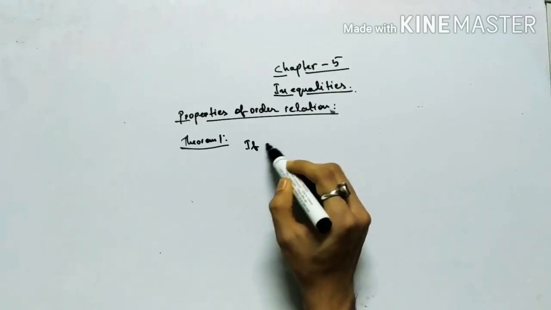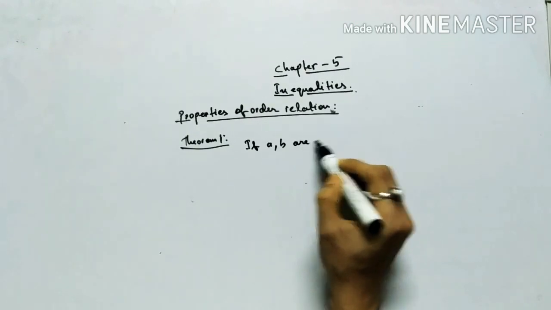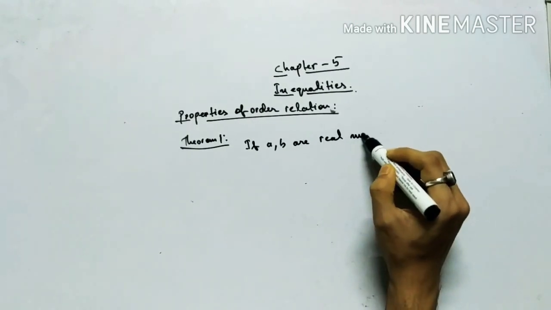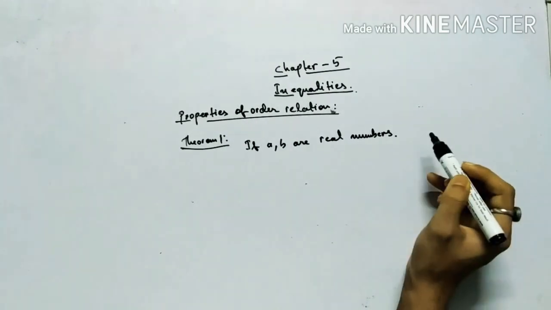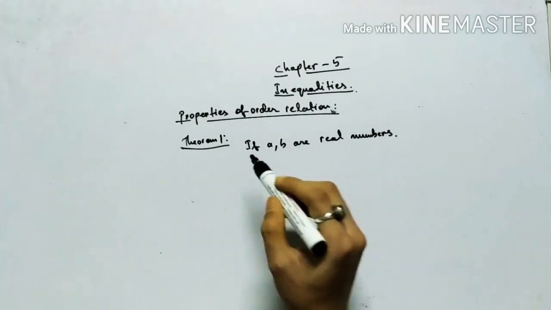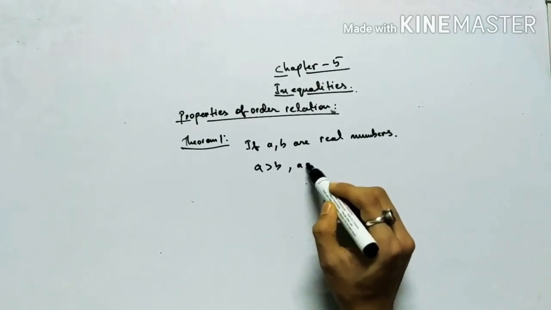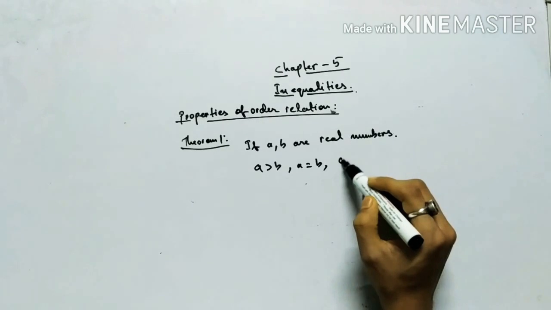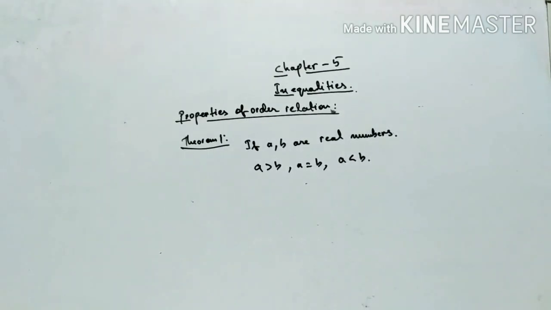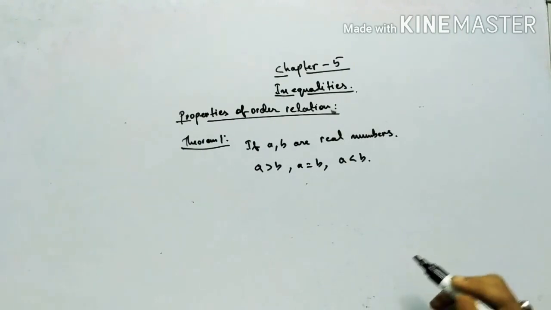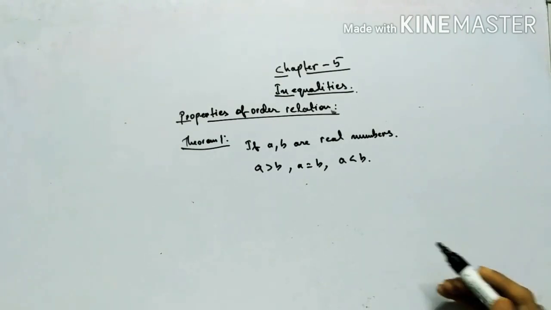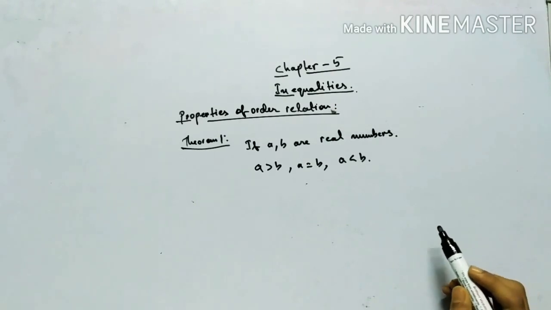It is saying that if A and B are real numbers, then only one of the following statements is true. And this one we have already learned, that either A is greater than B, or A is equal to B, or A is less than B. Understand? If A and B are real numbers, then either A will be greater than B, or A will be equal to B, or A will be less than B.